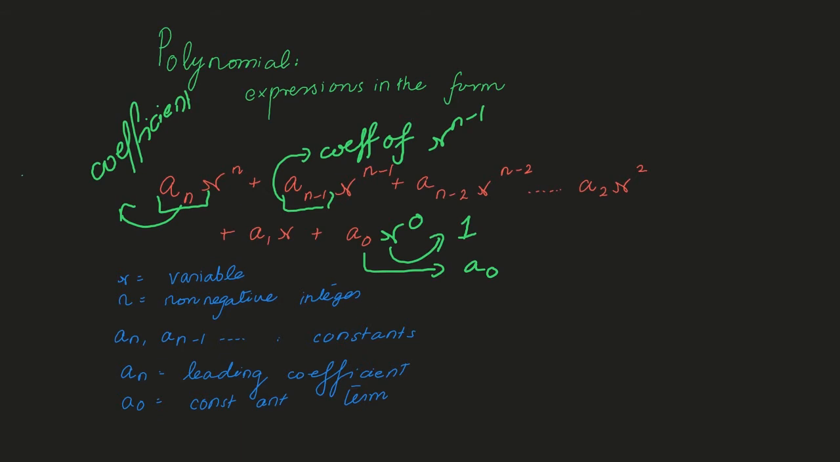So here x is the variable, n is the non-negative integer, and a_(n-1) and so on are all constants. a_n is the leading coefficient because this is the coefficient of the highest power, because of course n will be the highest power. All of the rest of the powers are going to be n minus 1, then n minus 2, then n minus 3 and so on. a_0 is a constant term, because there is no variable alongside it. It's simply just the number.